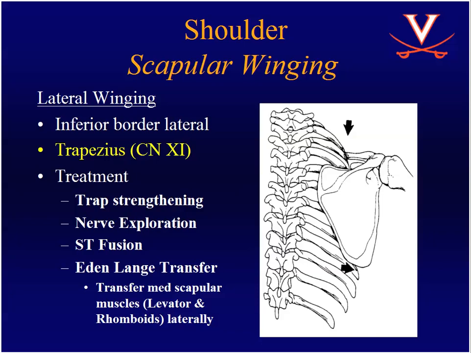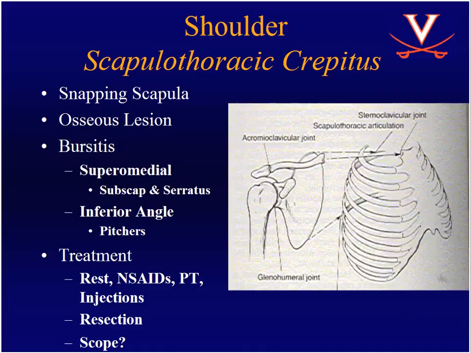Well, you have your general surgery guy go back and figure out whether he dinged the nerve, release the nerve. You can strengthen the trap. You can wait for it to recover. If it doesn't, there's two options. Either fuse the scapula to the thorax or do an Eden-Lang transfer, which basically takes all the muscles on the medial border of the scapula and transfers them laterally. Again, not an operation I've ever done or look forward to doing.